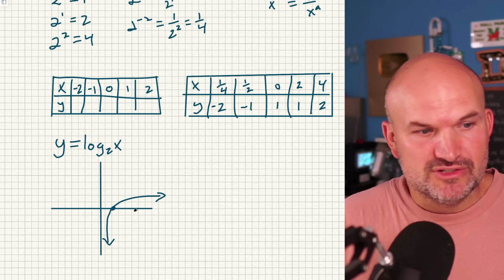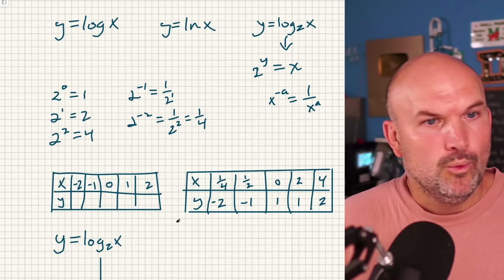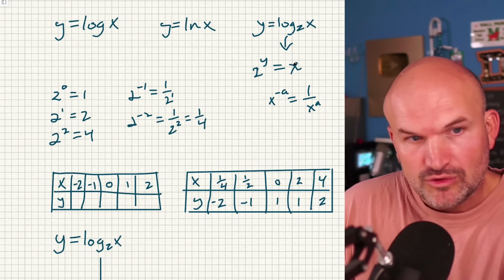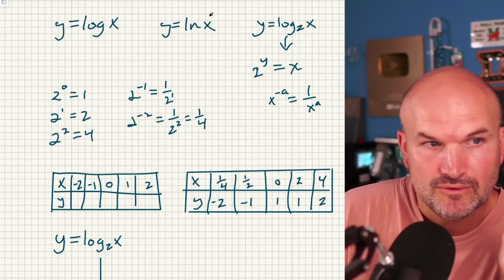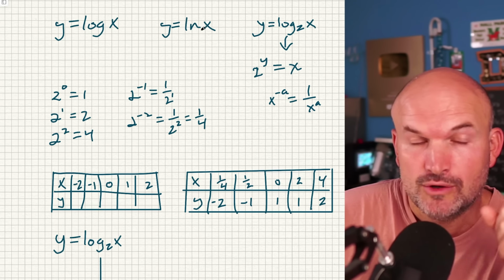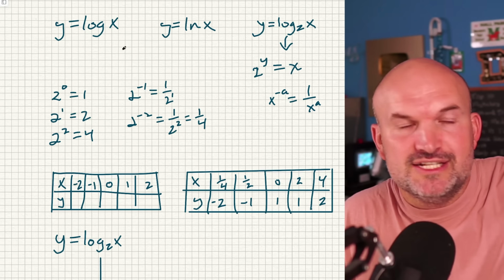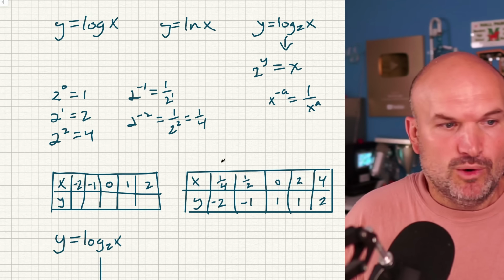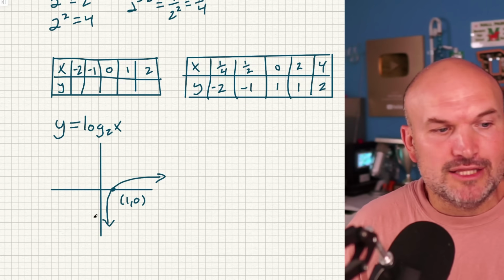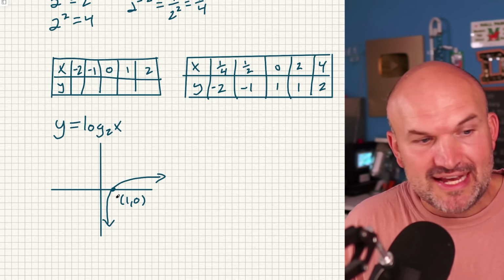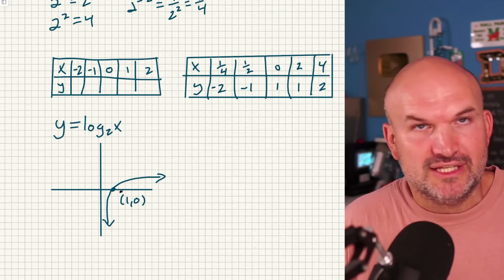Well, what's always going to be the same is my x-intercept is always going to be 1, 0. Why? Because, ladies and gentlemen, the only way that I can get my argument to be 1 is for that power to be 0, right? e raised to the 0 is 1. 10 raised to the 0 is 1. No matter what number you raise it to, the 0 power is always going to give you 1. So I don't care what the base is. I know my logarithm is always going to have an x-intercept of 1, 0. Now, again, that's before transformations, but the graph is going to look like this.